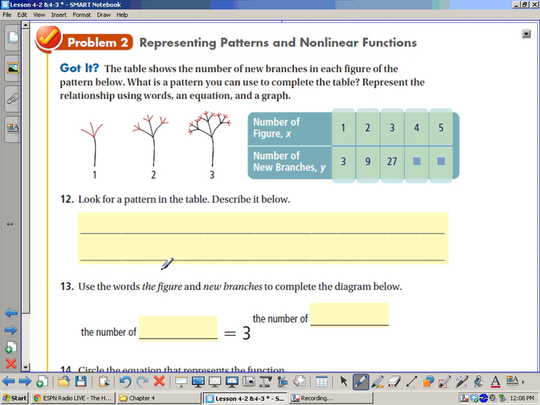So let's look at another pattern. This pattern here is created by taking the branches, and we're going to add 3 branches each time. So the first one here has 3 branches on it. The second one will have 3 more branches on each one for a total of 9 branches off the end. So 3, 6, 9 branches off the end. And then this third figure here shows 3 branches off of the end of each one. So the number of new branches will be 27.